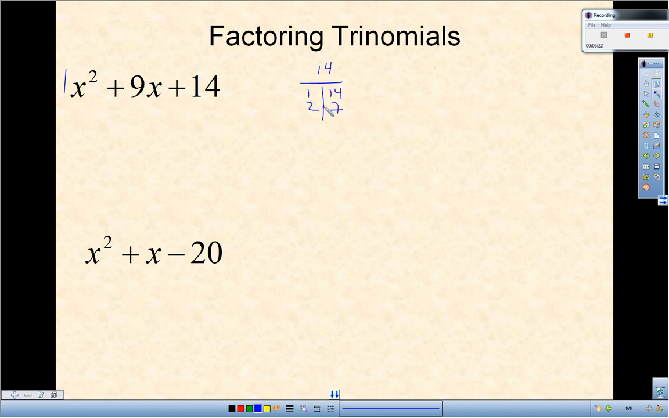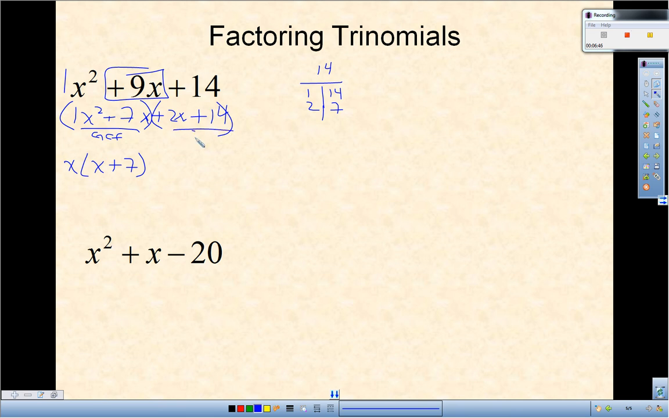I want to pick two of these factors that will give me my middle number. Well, 7 plus 2 will give me 9. So that will give me 1x squared plus 7x plus 2x plus 14. And what happens is I have four terms, so I can group these into two sets. Look at my first set. What's my GCF from this first group? Well, they have an x in common. So I'm going to take out an x, and that will leave me x plus 7.